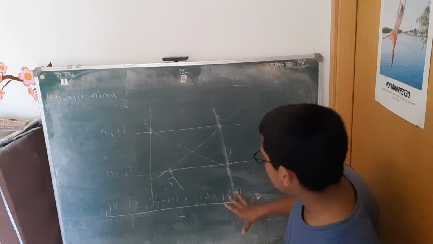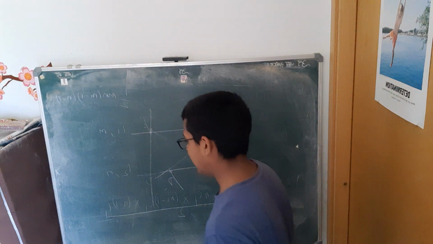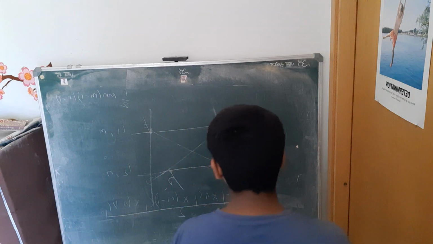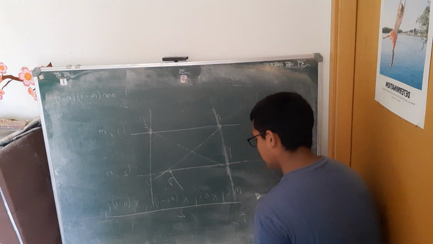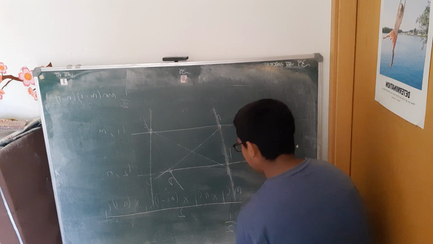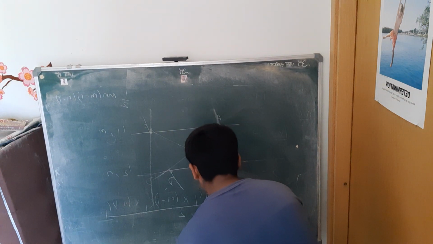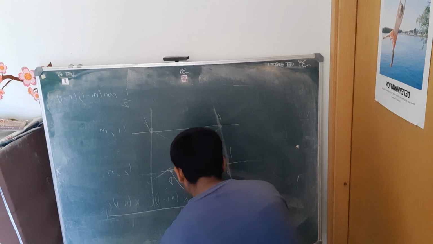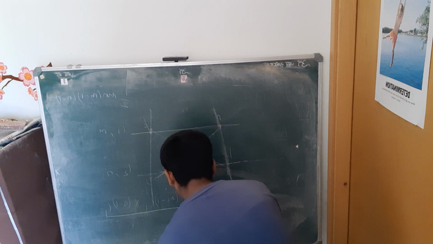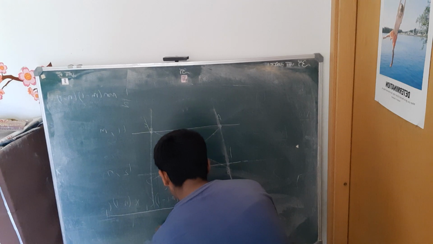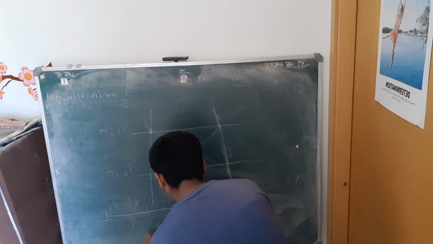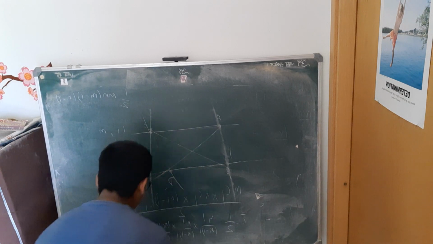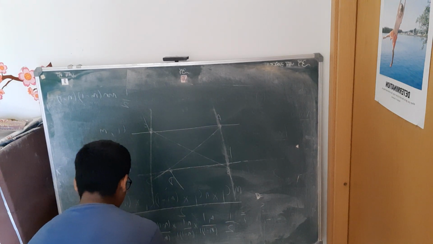One method can be this: MC1 into NC1 into M minus 1 C1 into N minus 1 C1. So if we take the half outside, then we'll be getting M factorial by M minus 1 factorial into N factorial by N minus 1 factorial into N minus 1 whole factorial by M minus 2 whole factorial into N minus 1 whole factorial by N minus 2 whole factorial.